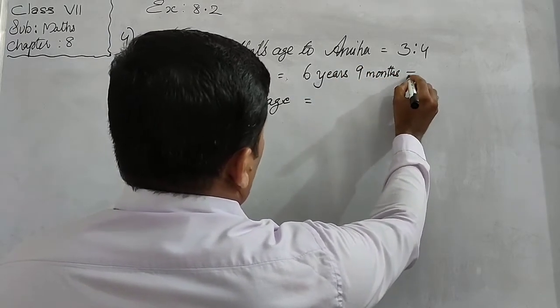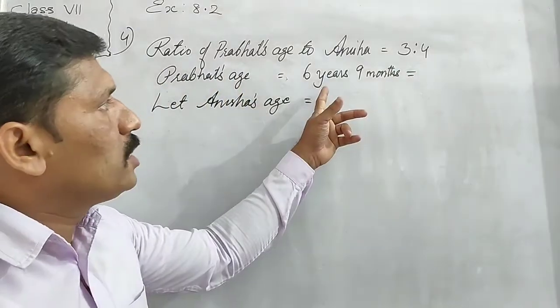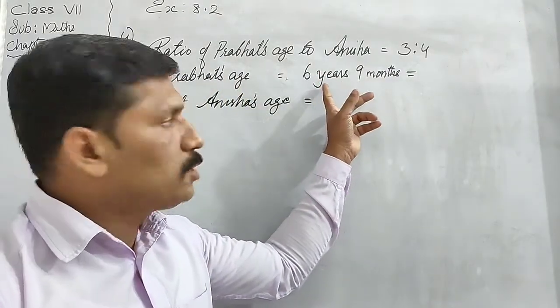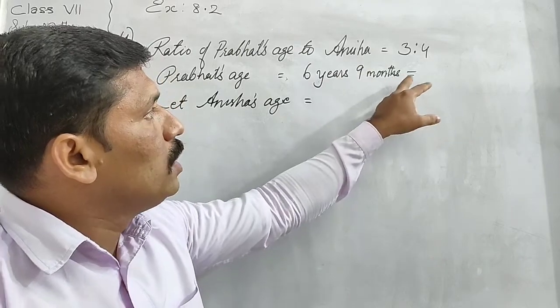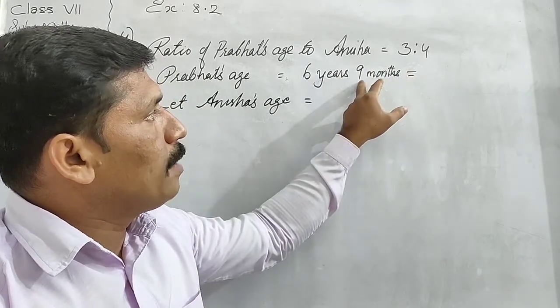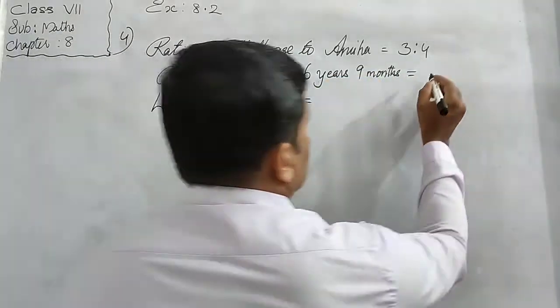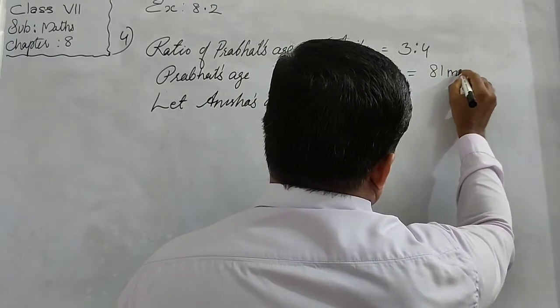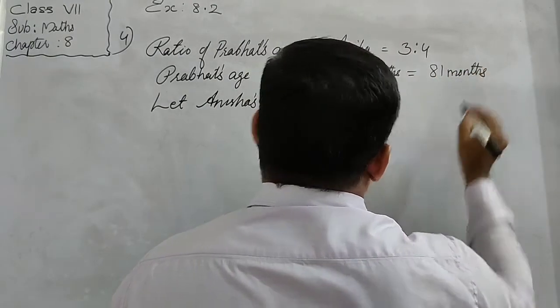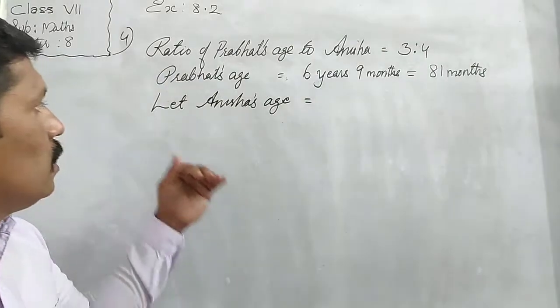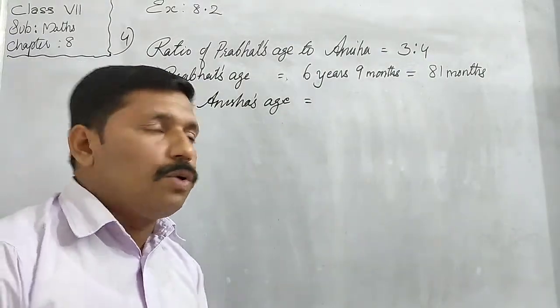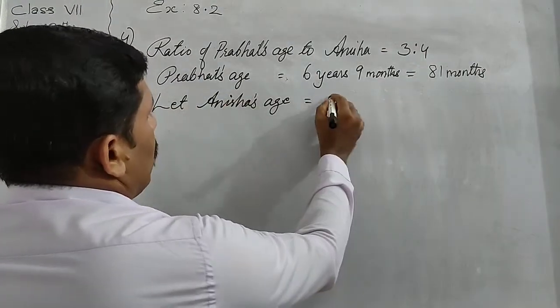That we can convert totally into months. 1 year is 12 months. So 6 years means 12 into 6 is equal to 72. 72 plus 9 months is equal to 81 months. Total 81 months. That is the age of Prabhat. So Anisha's age, what? We don't know that. So we assume Anisha's age is X.